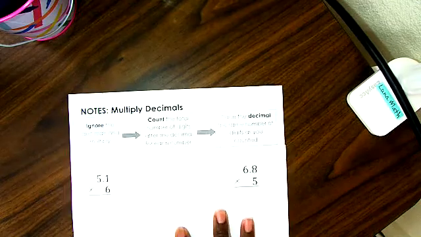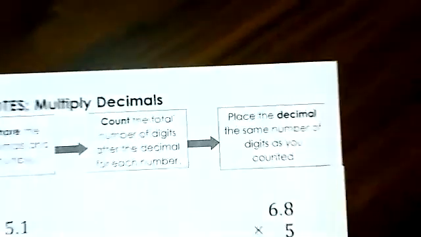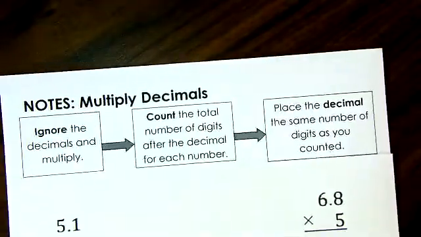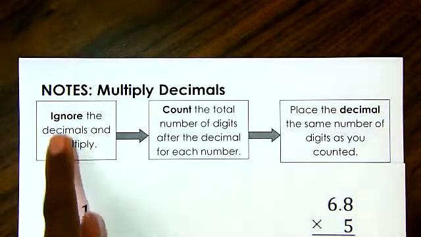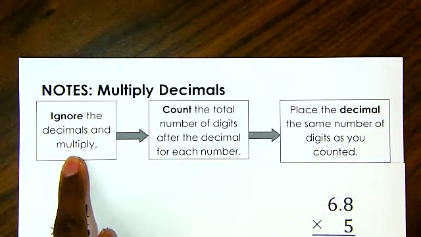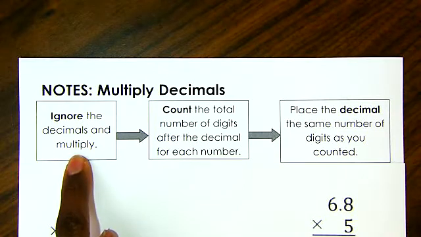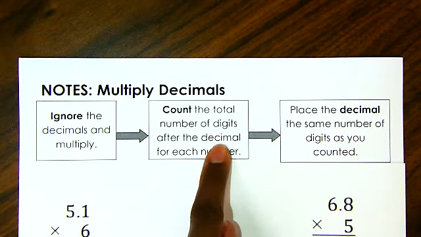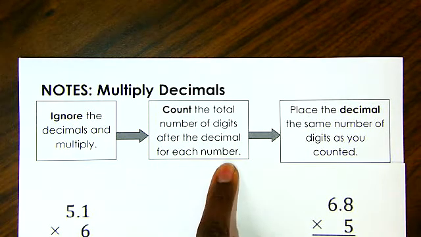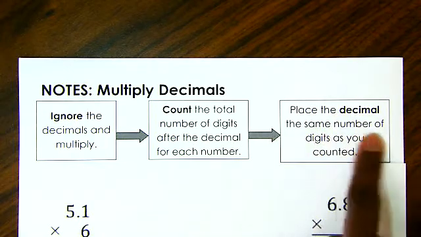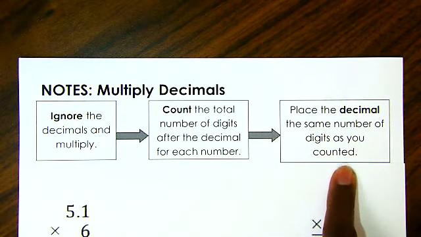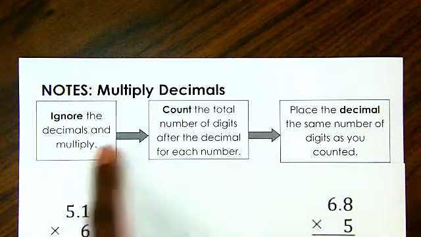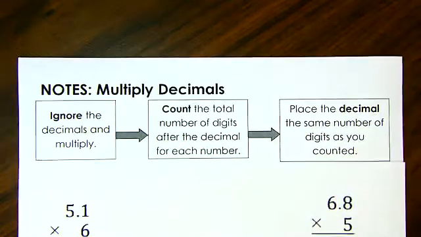All right, so let's go ahead and look what I have. So we have a couple of rules that we need to look at. Let me zoom that in a little bit. All right. So multiplying decimals. Ignore the decimals and just multiply. So just multiply first of all. After that, you're going to count the total number of digits after the decimal for each number. Then finally, you're going to place the decimal the same number of digits as you counted. So let's see if we can do all three of these steps to get an answer.